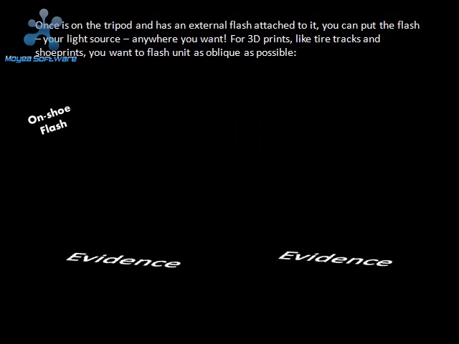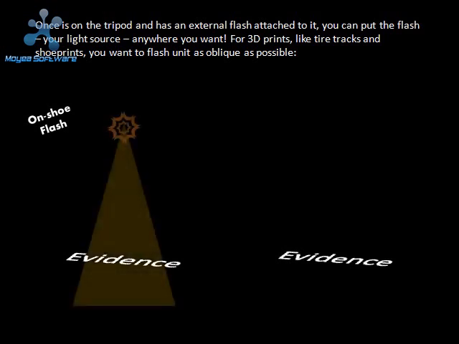So once the camera has an external flash attached to it, like the ones you saw last week, you can put that flash, which is your light source, anywhere you want. So for 3D prints like tire tracks and shoe prints, you really want that flash unit as oblique as possible. And by oblique, that means a very shallow angle, so it's side lighting, basically. Here's a little demonstration of that.